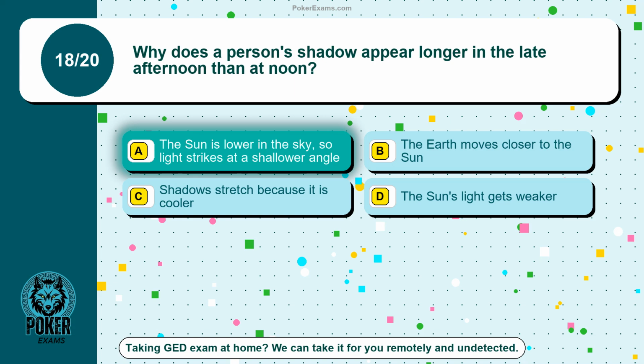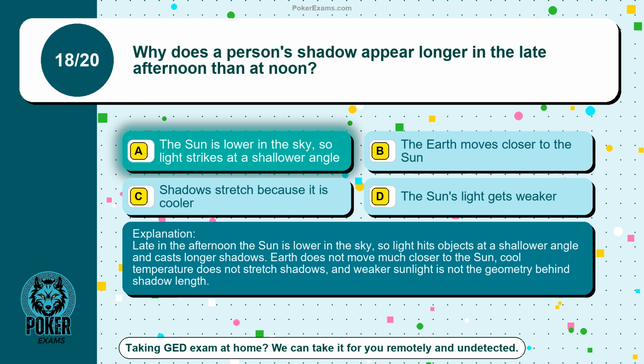The correct answer is option A. The sun is lower in the sky, so light strikes at a shallower angle. Late in the afternoon the sun is lower in the sky, so light hits objects at a shallower angle and casts longer shadows. Earth does not move much closer to the sun, cool temperature does not stretch shadows, and weaker sunlight is not the geometry behind shadow length.